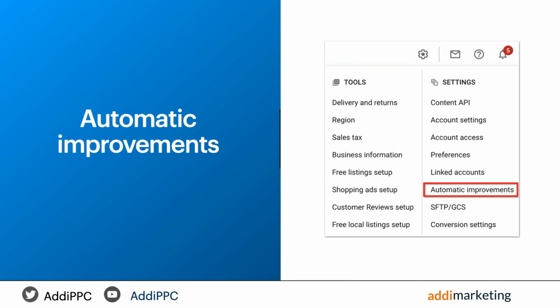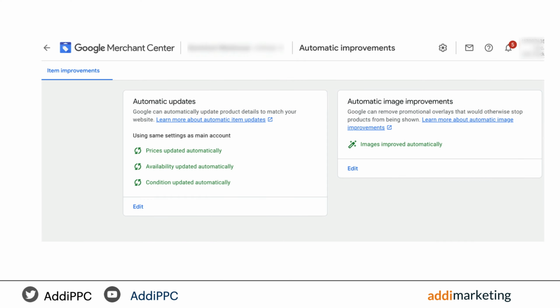Automatic improvements. Automatic improvements aim to fix some issues automatically, saving you a significant amount of time and reducing headaches. Automatic item updates keep your shopping ads data in sync with your website. They spot and fix changes in price, availability, and condition. So if your feed says a product costs $4, but your website says it's $3, it will be corrected to $3. These mismatches are fixed quickly, helping to avoid possible account problems and disapprovals.